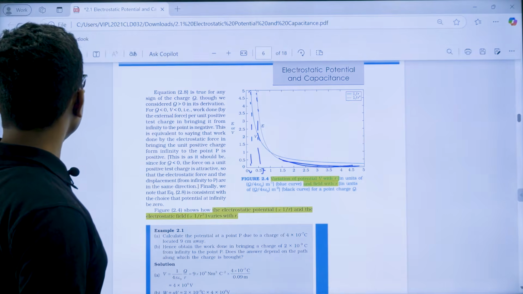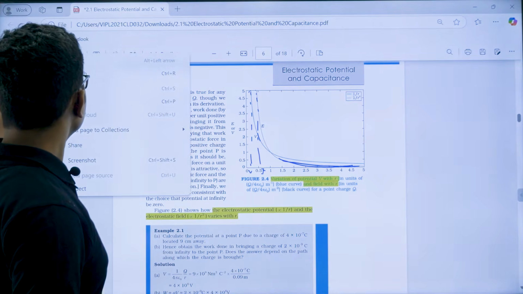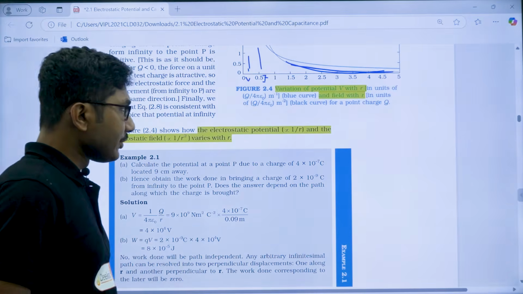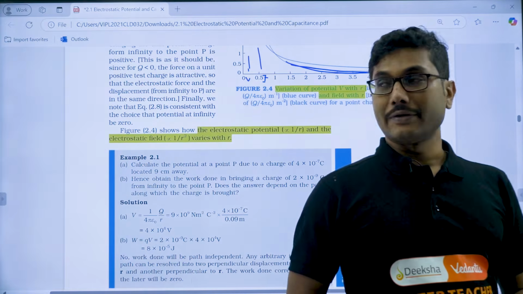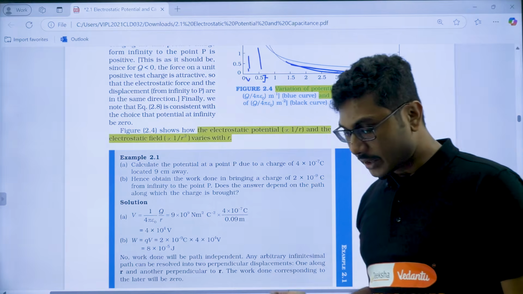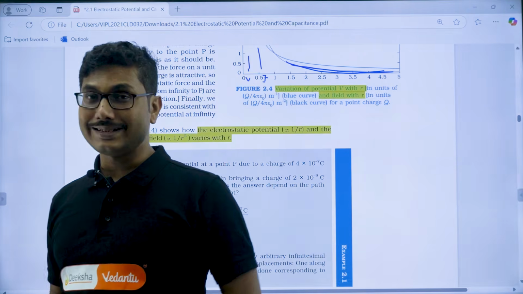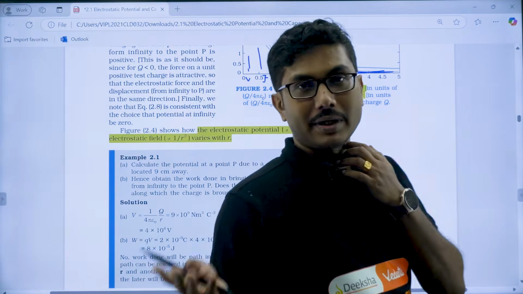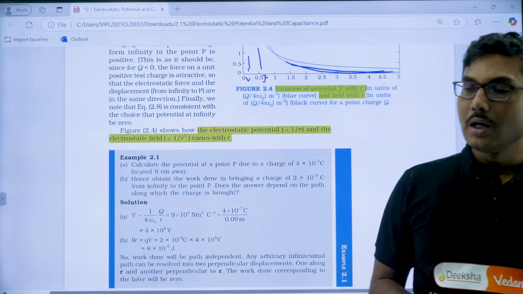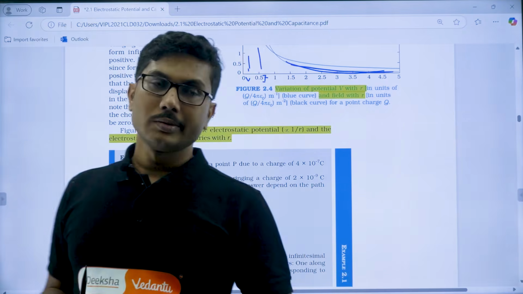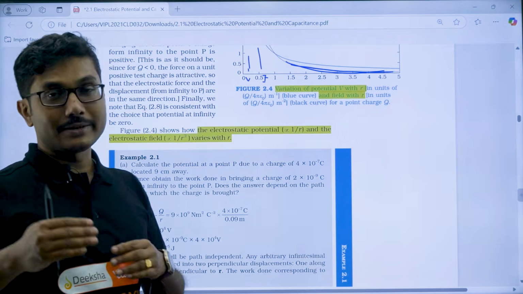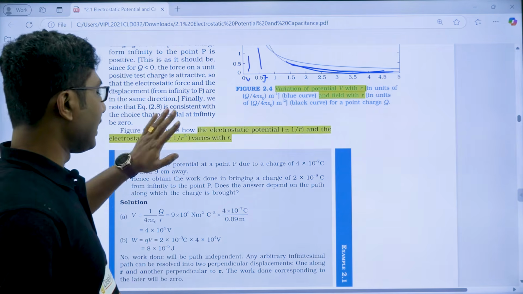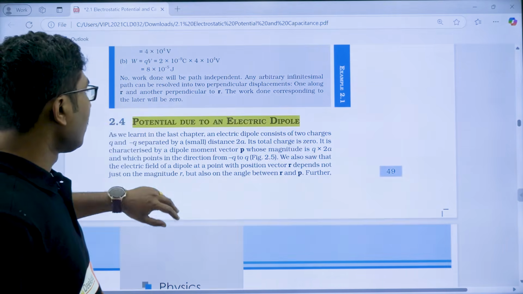Now let's move on. The electrostatic potential varies as 1 by r and the electric field varies as 1 by r square. This is a question for KCET, asking how electric field and electric potential vary: as 1 by r square, 1 by r, 1 by r cube, like that. This is a very important thing to remember, and it might come as an objective question in your PU board exam as well, directly from the book. Now, let us move on.